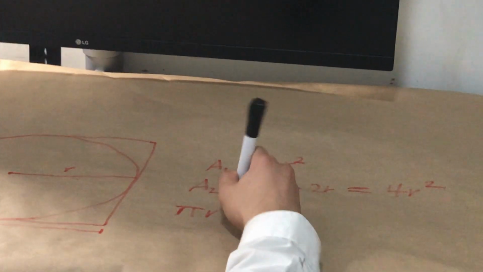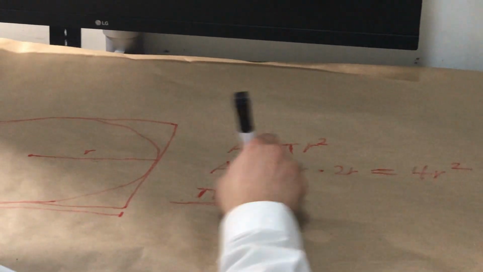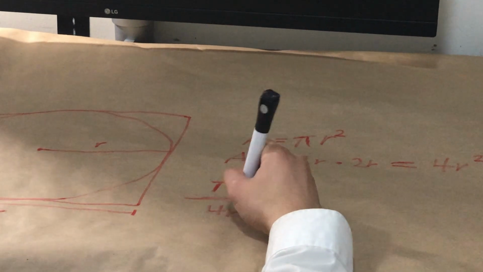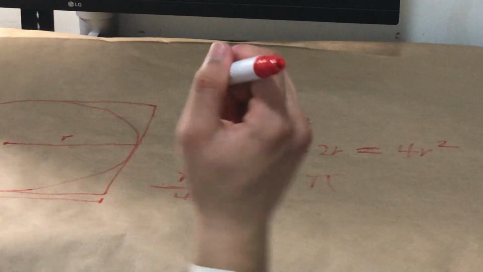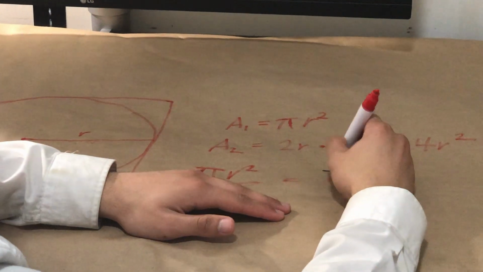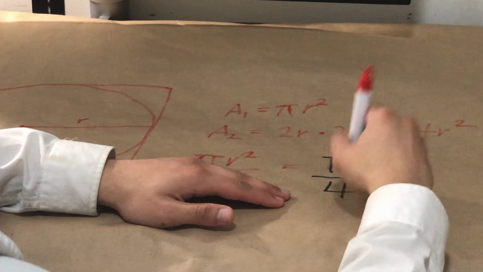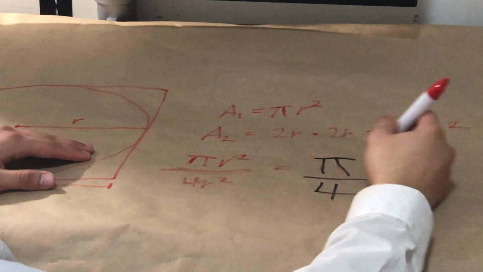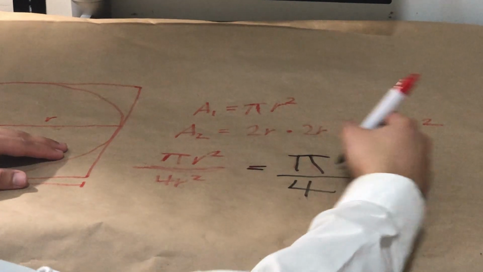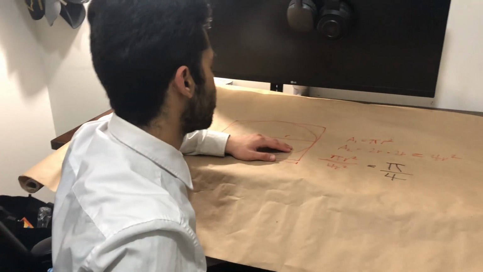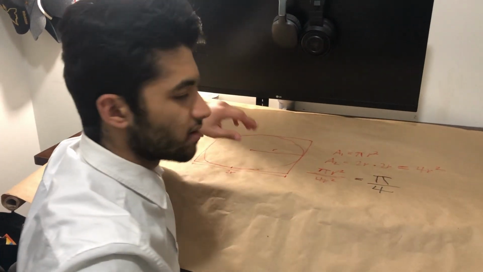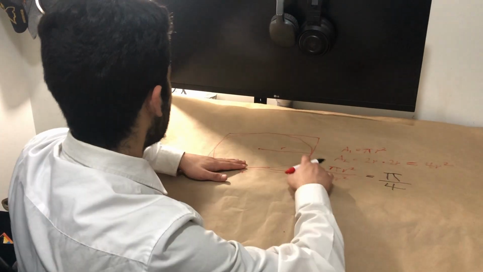If I do this, you know that it cancels out. You get pi over 4. Which is interesting because you can also see it as a percentage, like about 78% of this circle is in this particular square.